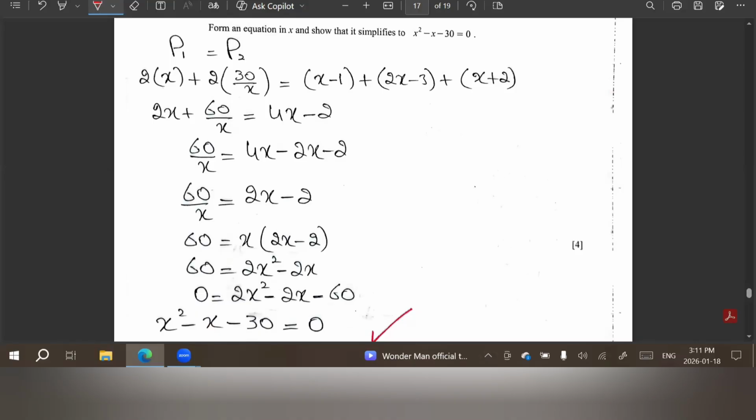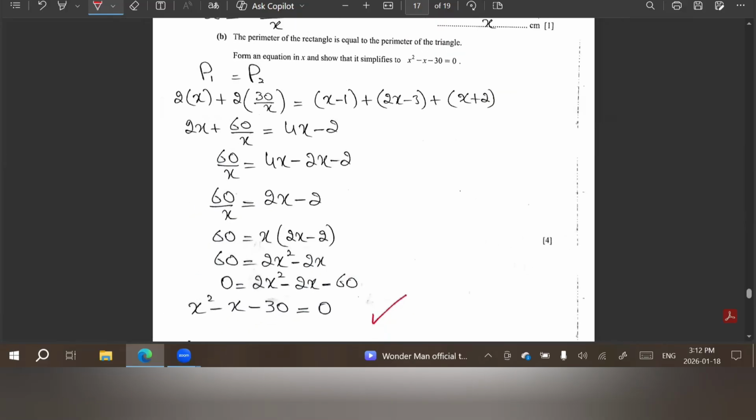This becomes 60 by x equals 4x minus 2x minus 2. So 60 by x equals 2x minus 2. Take this x to the other side. So you will have 60 equals x into 2x minus 2. 60 will be equal to 2x squared minus 2x. So 0 will be equal to 2x squared minus 2x minus 60. Divide all of them by 2. So you will have x squared minus x minus 30 equals 0. So this is what they have asked us to show, and we have shown that. I hope you understand this.